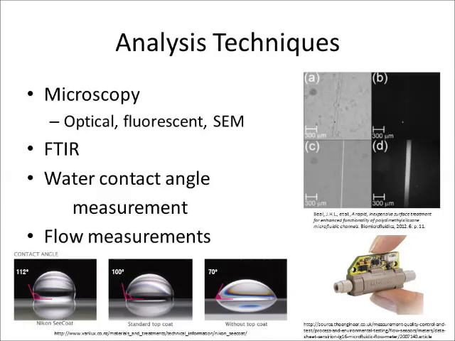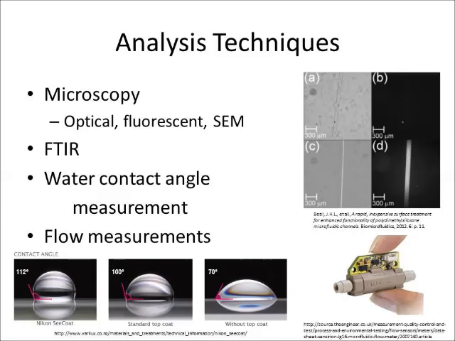Scanning electron microscopy is especially useful to look at surface roughness changes induced on a channel, or to look at the structure of more complicated surface treatments. Fourier transform infrared spectroscopy is the most commonly used tool to look at the chemical composition of a modified surface.